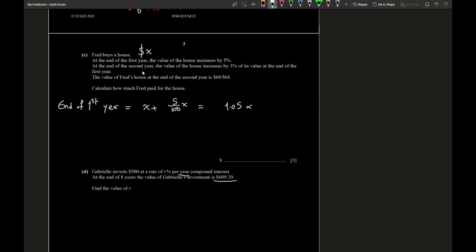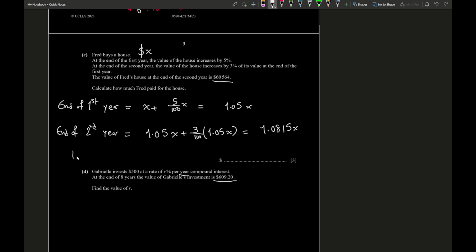Okay, بعدين بيقول لك at the end of the second year the value of the house increases by 3% of its value at the end of the first year. So end of second year, the value of the house has increased by 3% of its value at the end of the first year. So we'll write 1.05x plus 3% of its value at the end of the first year. So 3 over 100 of its value at the end of the first year, which is 1.05x, and this should be equal to 1.0815x.